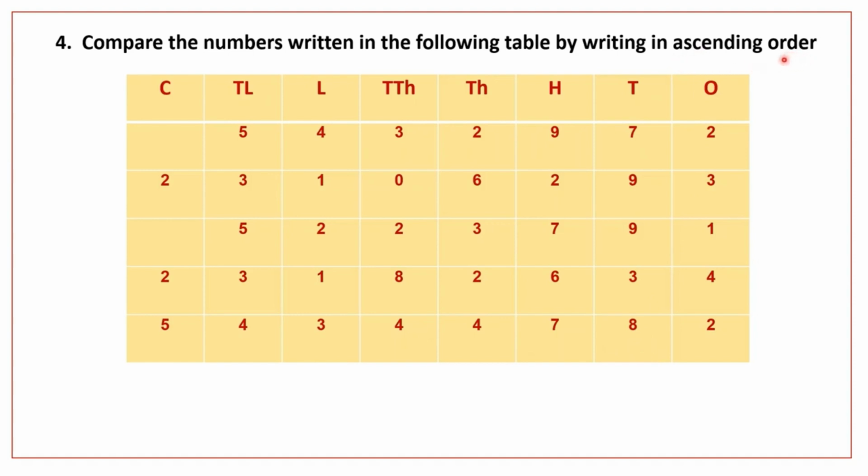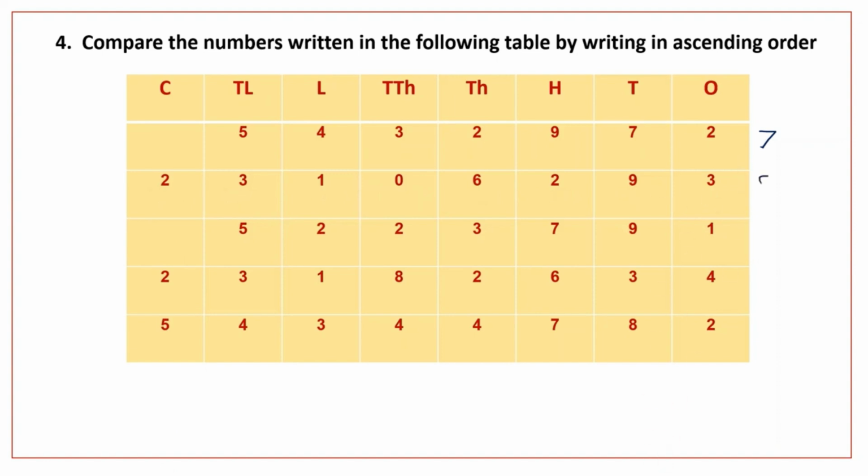So the first step is for each number, let's count the number of digits. Let's begin with the first one. 1, 2, 3, 4, 5, 6, 7. So there are 7 digits here. Now the second number, 1, 2, 3, 4, 5, 6, 7, 8. There are 8 digits here.